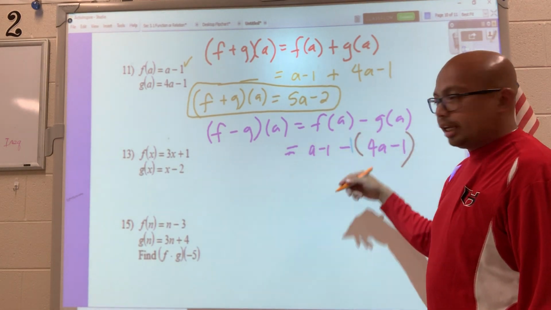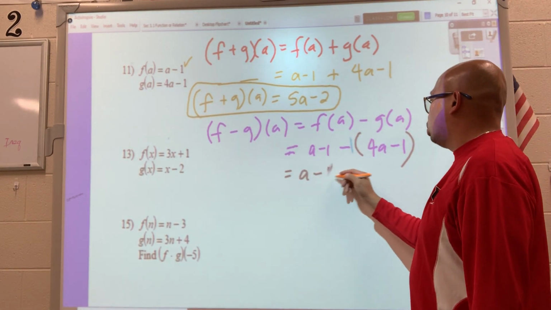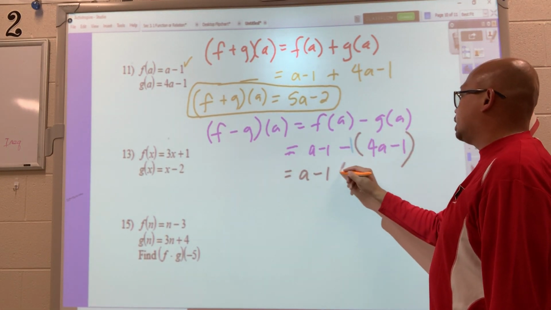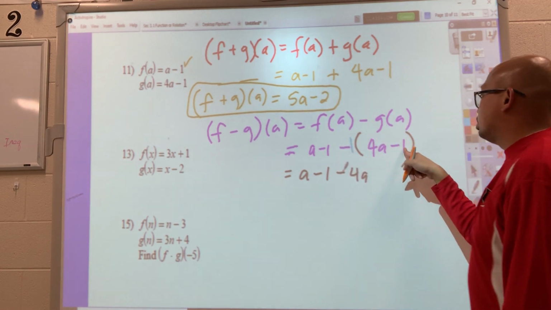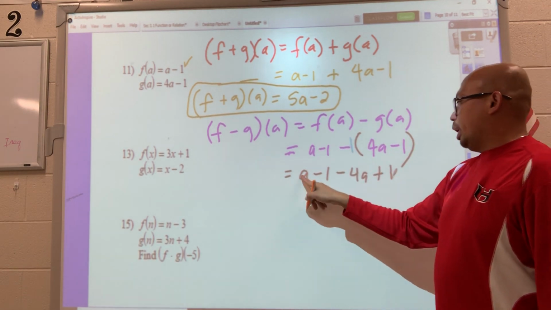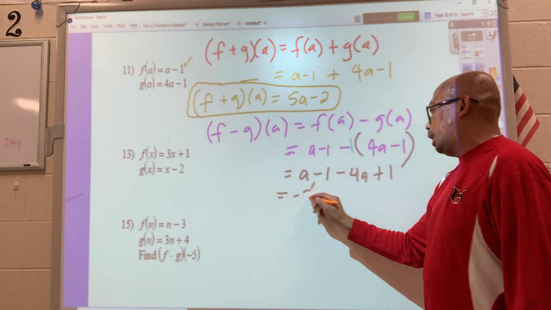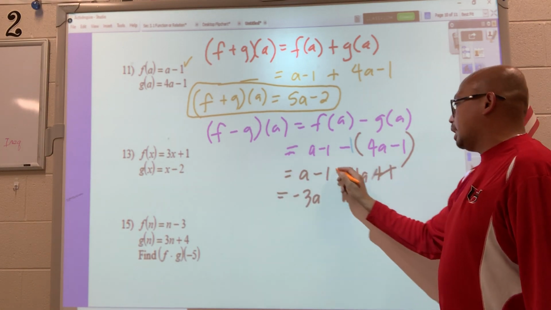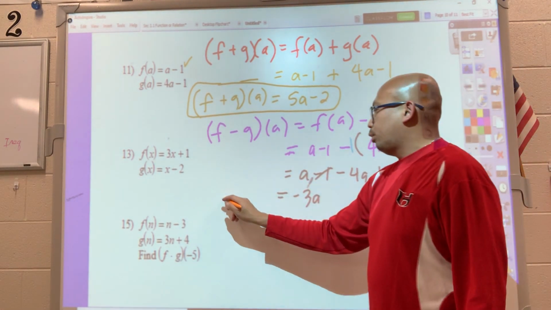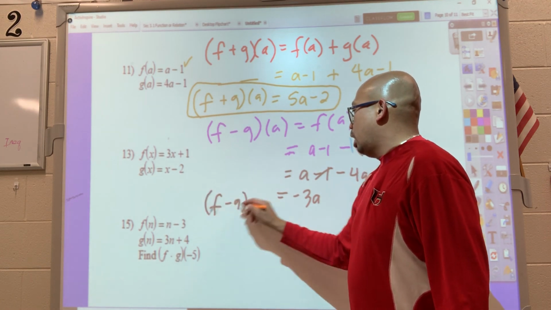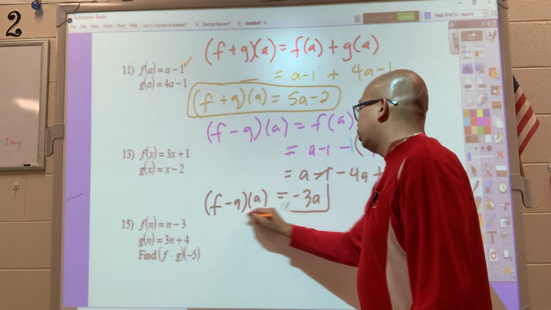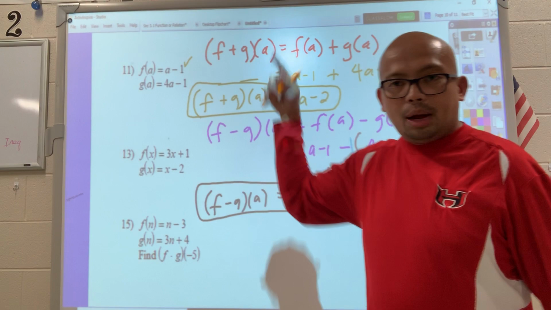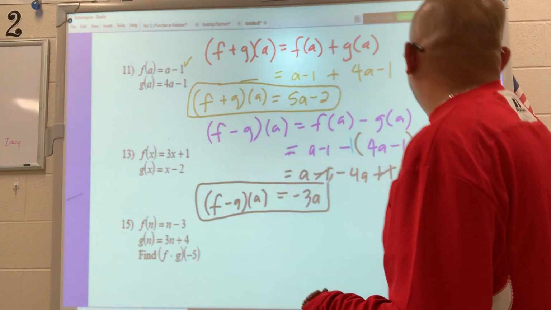You will distribute that negative 1. So a minus 1, negative 1 times 4a is negative 4a. Negative 1 times negative 1 is positive 1. So a minus 4a is negative 3a. Negative 1 plus 1 cancel out because that will be 0. So therefore, f minus g of a is equal to negative 3a. Again, make sure you copy all of this. And we still have 2 more.